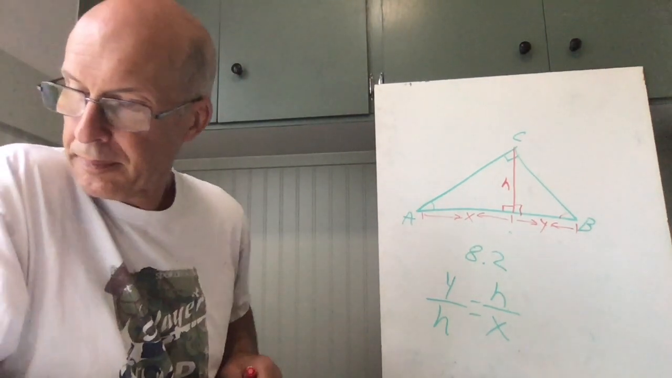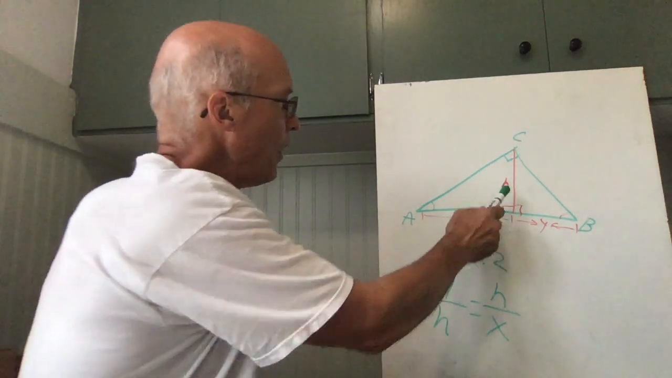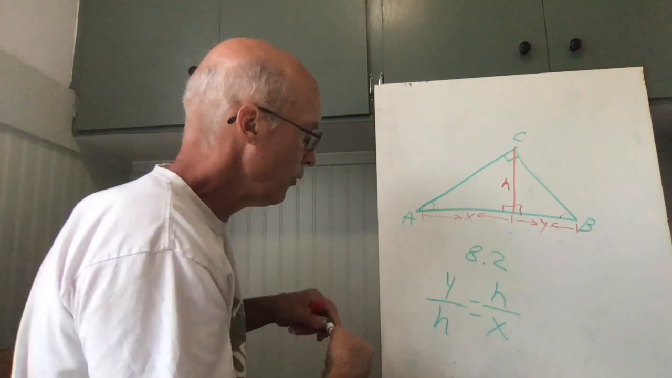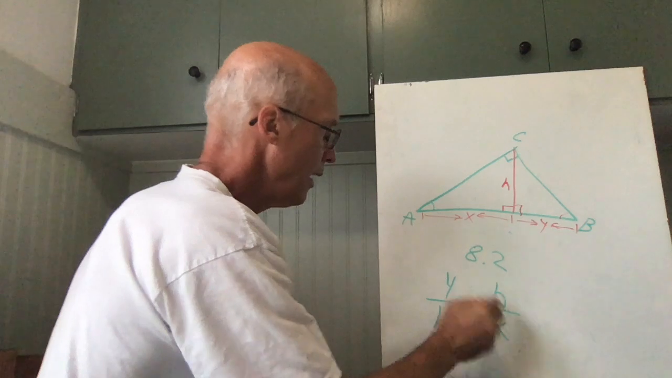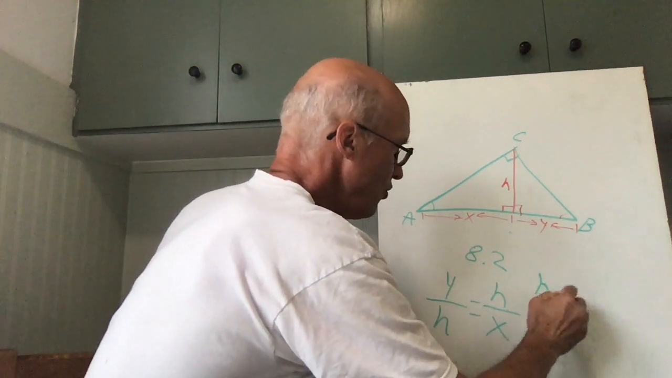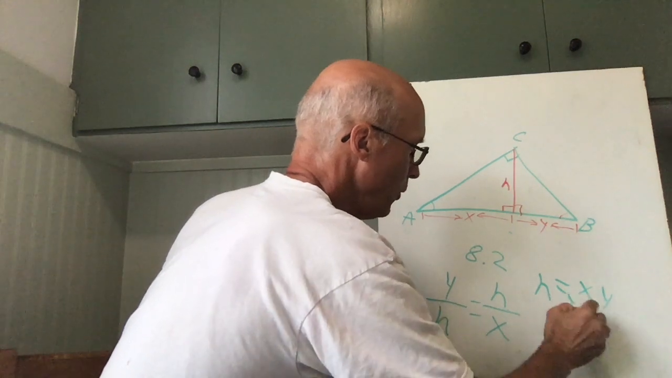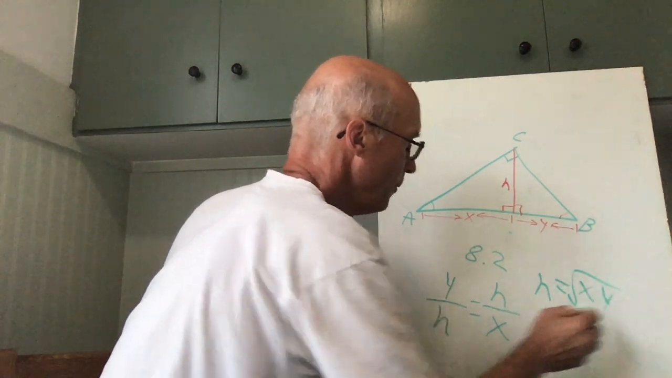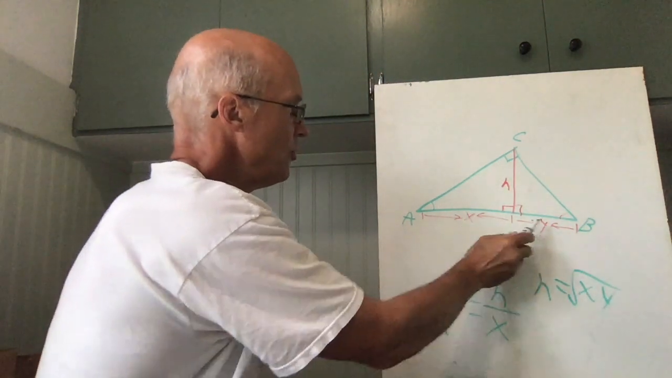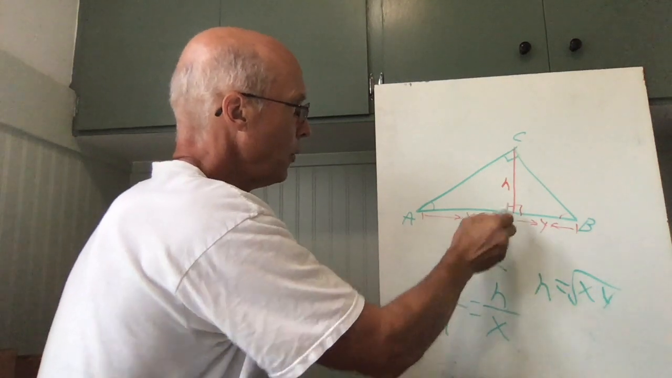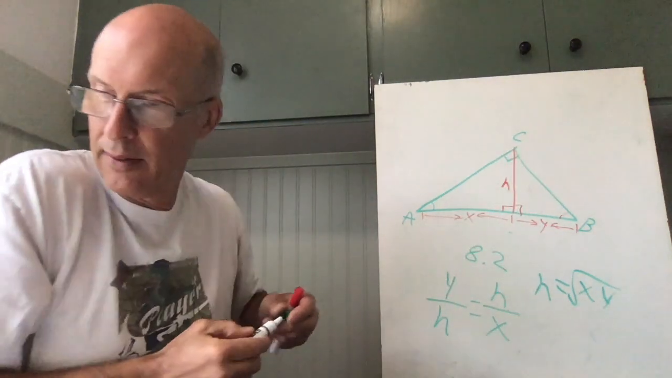All right. So if you want to find out what H is, remember our little formula? H is going to be the square root of X times Y. So if you knew these two numbers, multiply them together and take the square root, and that's always going to be the height.